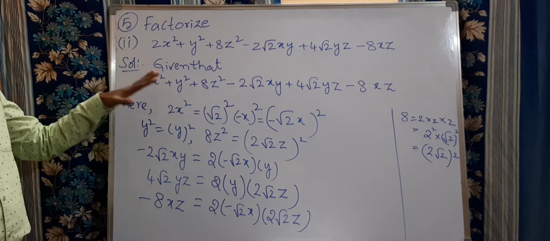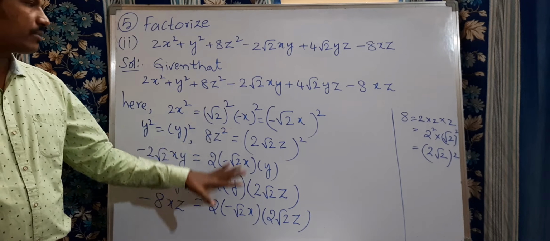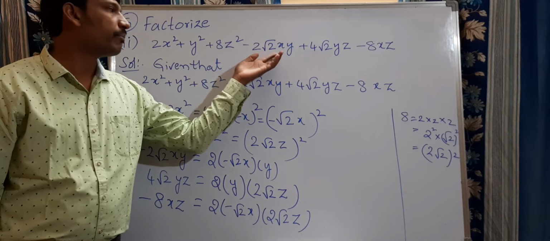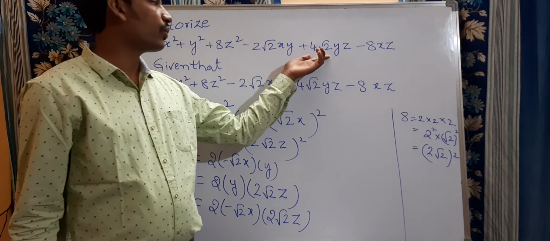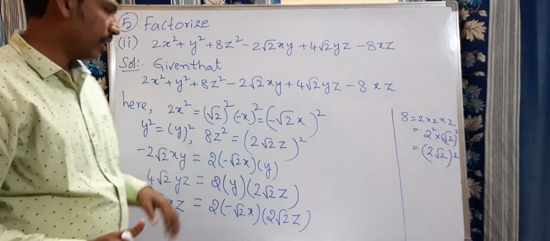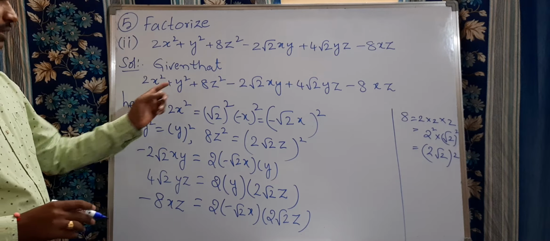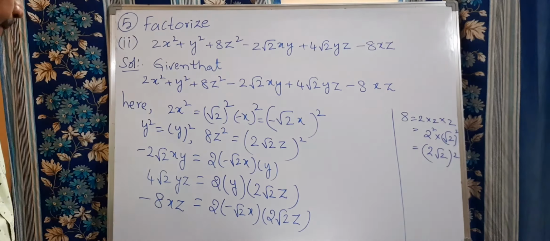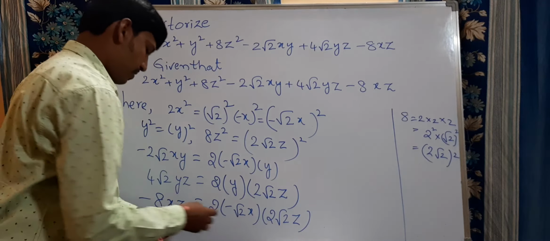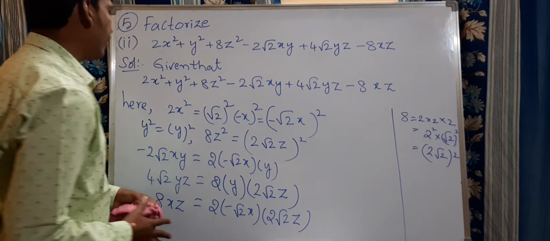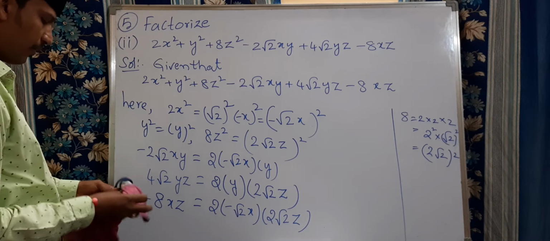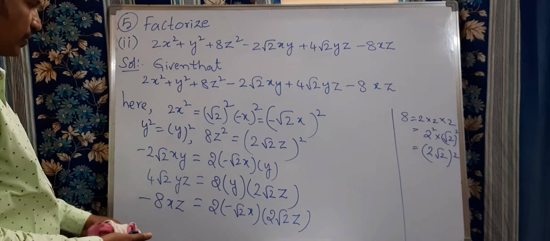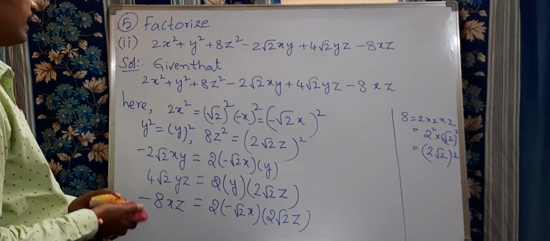So we simplified all these terms. Now these terms we are going to write in the place of 2x square, y square, 8z square, minus 2 root 2 xy, 4 root 2 yz, and minus 8xz. Please copy this, I'll write it here. Now here, see, I am going to write each and every term, whatever we simplified, instead of the original terms. We are going to substitute that in the given problem, and you will get the simplification.